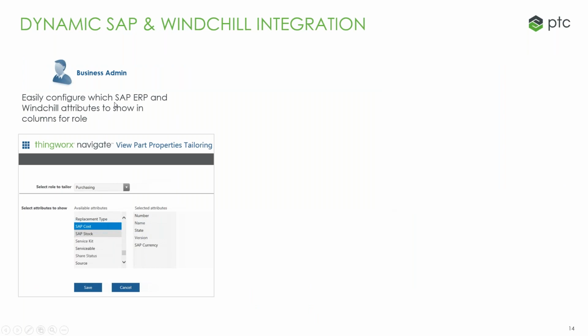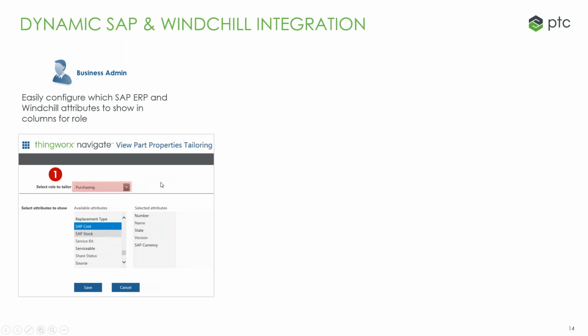So one of the integrations that's out of the box in Thingworx is the SAP integration. Thingworx can connect to other ERP systems as well, but Thingworx Navigate is shipping with the default SAP connector out of the box. And when I'm configuring which attributes I want to pull from my ERP system, they're going to be shown, and I can then just configure my columns in Navigate with those ERP attributes themselves.